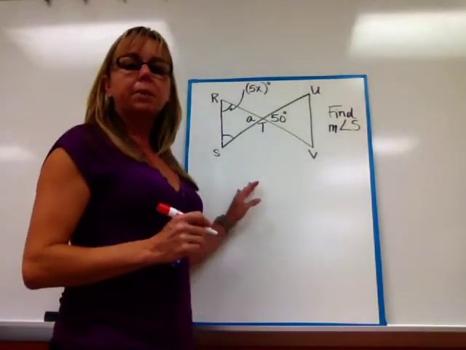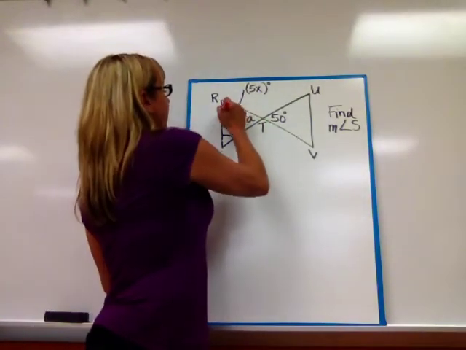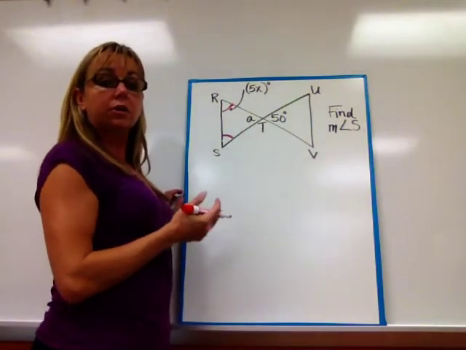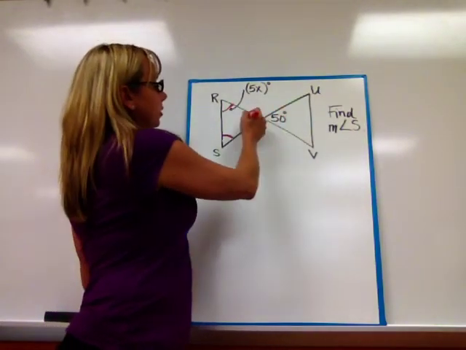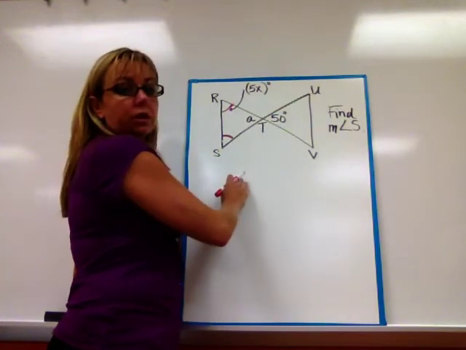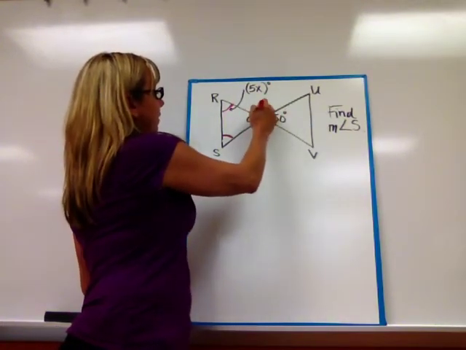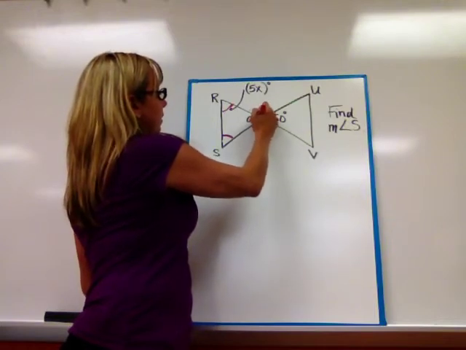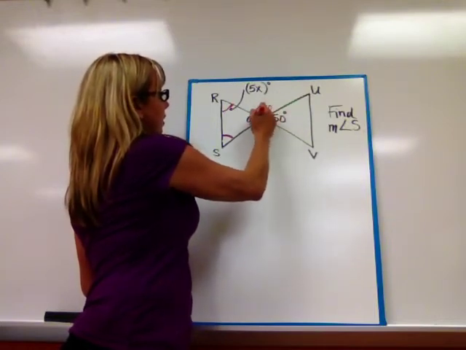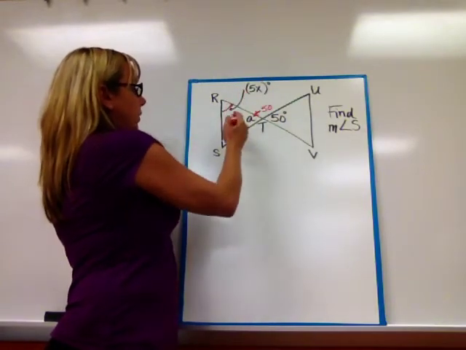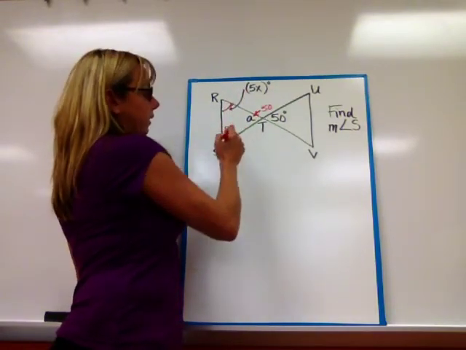Okay, looking at this picture, we've got these two angles that are marked. That means that those two angles are congruent. You know that vertical angles are congruent to each other. So if that's 50, then A is 50. Just kind of draw a little arrow there. And you know that these two angles are congruent. If that's 5x, that means this is 5x.